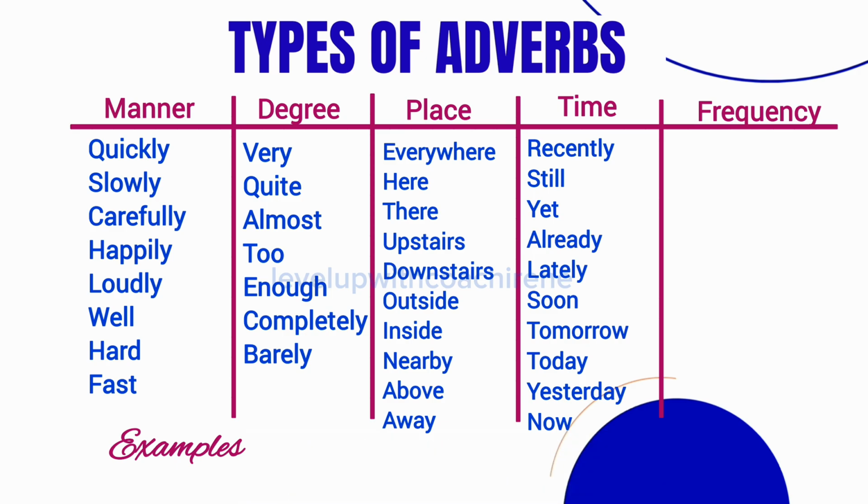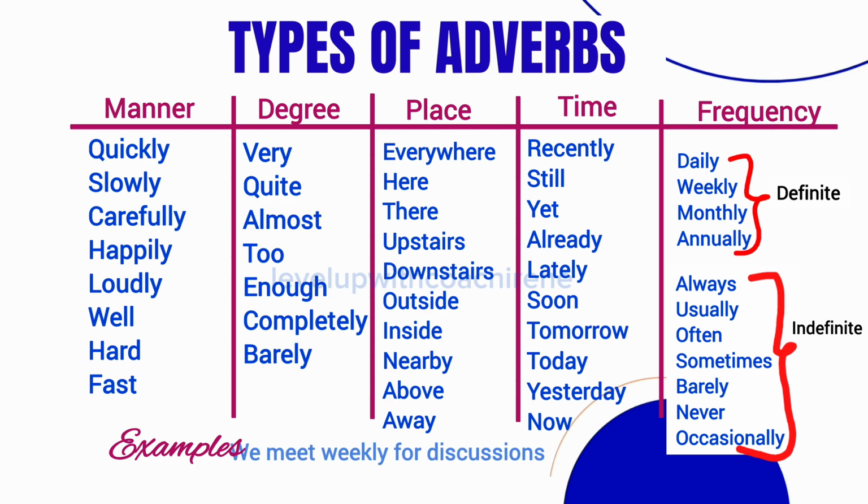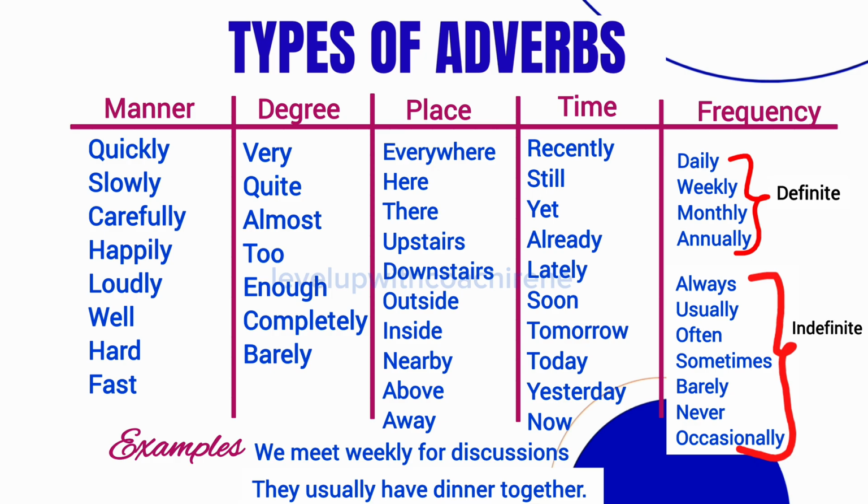Adverbs of frequency describe how often an action occurs. They answer the question how often and can refer to definite or indefinite frequencies. Examples of definite frequency include daily, weekly, monthly, annually. For indefinite frequency, they include always, usually, often, sometimes, barely, never, frequently, occasionally. Example we have: we meet weekly for discussions. They usually have dinner together. These adverbs help describe the regularity or reoccurrence of an action.